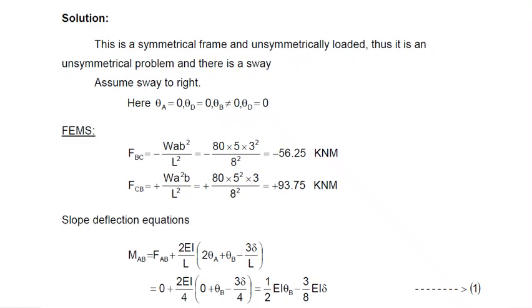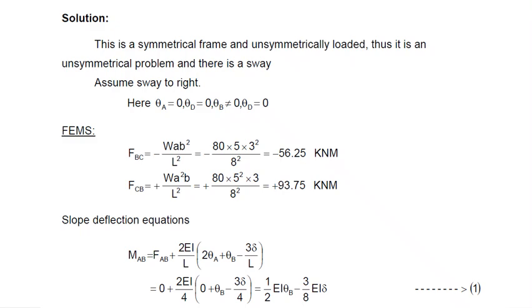And fixed end moments are very easy because only the beam is subjected to external loading. So for this loading condition, FBC, fixed moment, is minus W a b square by L square. So let us substitute a as 5 meter, b as 3 meter. The loading intensity is 80. We can simplify. That is going to be minus 56.25 kilonewton meter. FCB is plus 93.75 kilonewton meter.